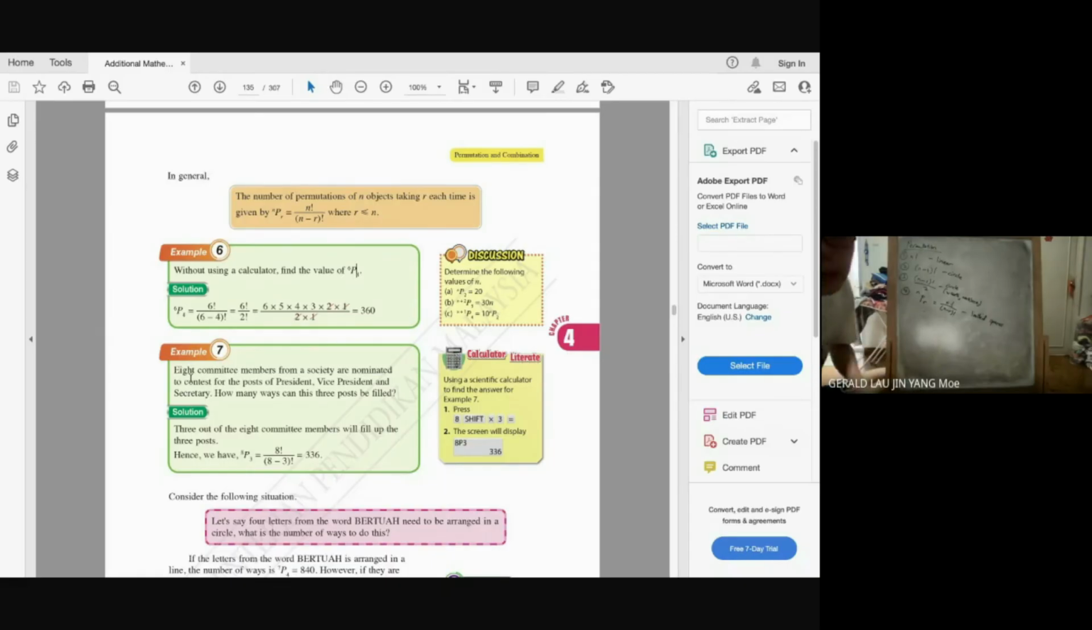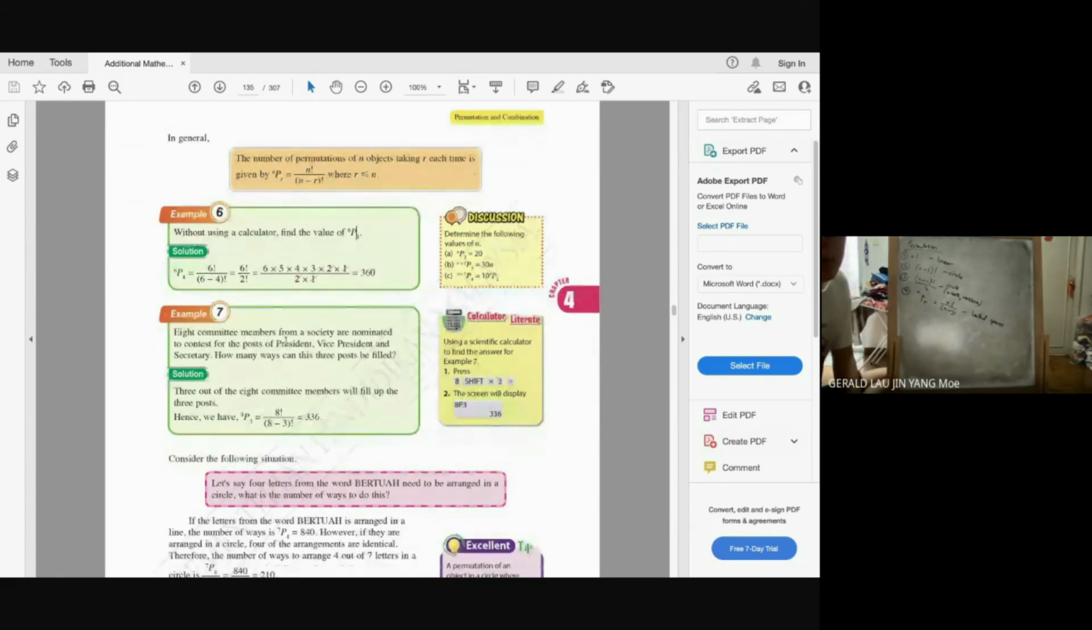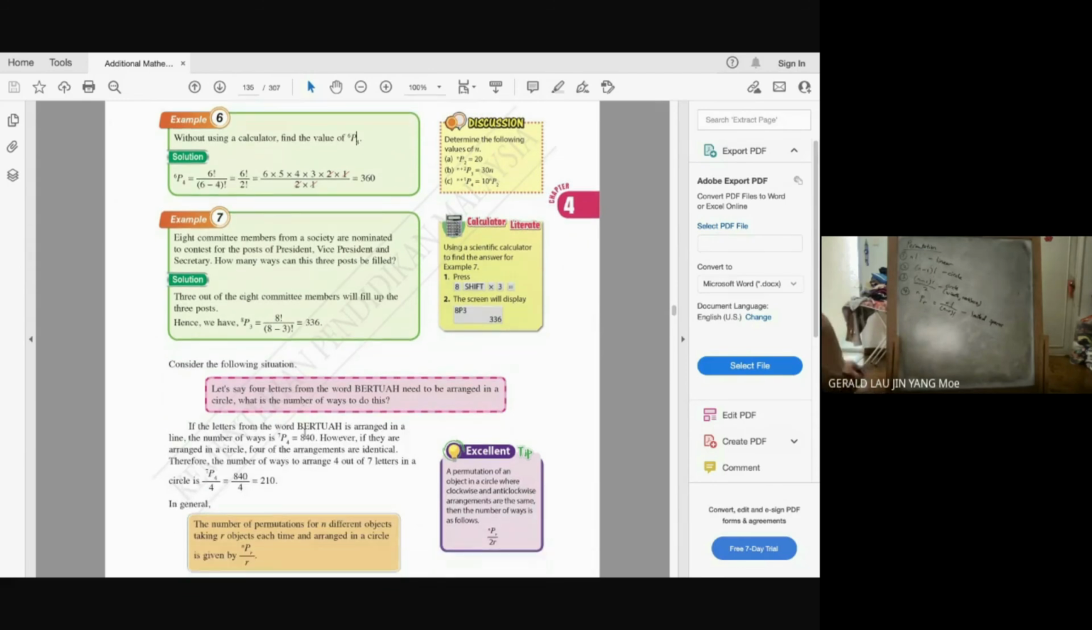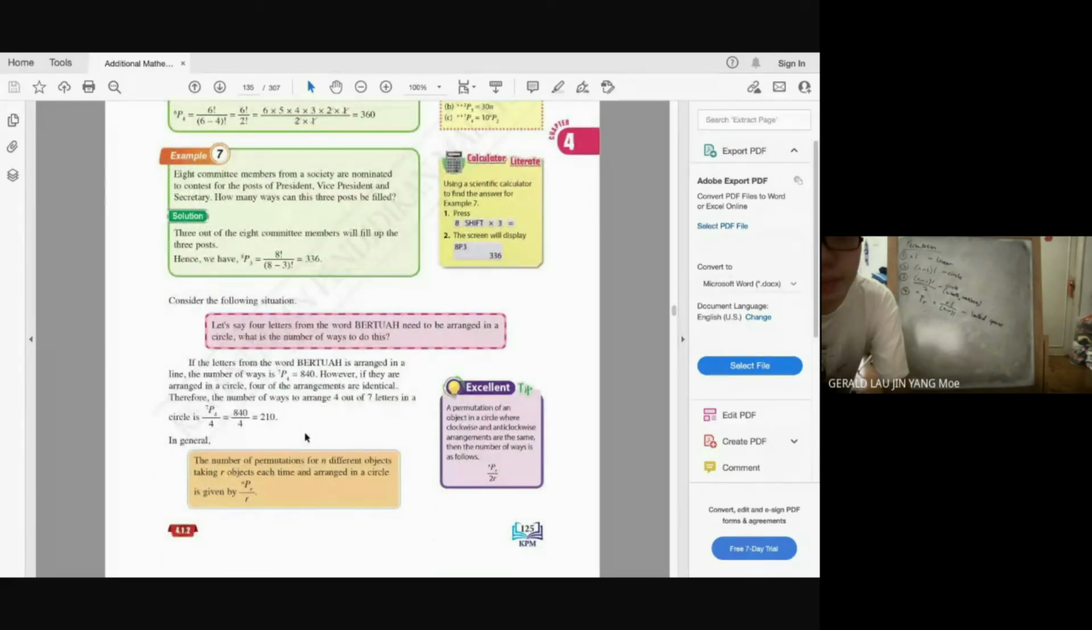8 committee members form a society and are nominated to contest for the posts. 8 members, but you only have 3 posts, which are president, vice president, and secretary. So 8P3, you get 336 ways.